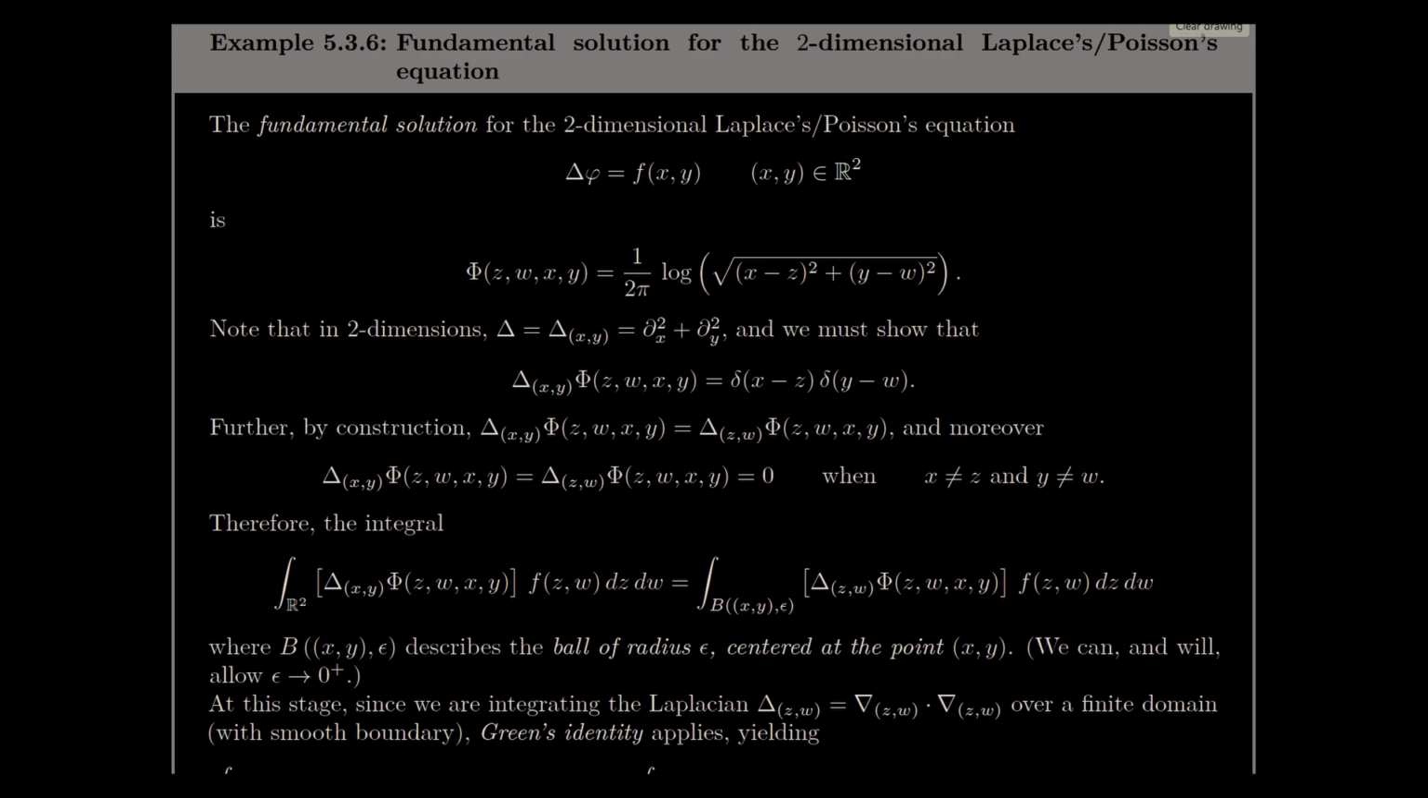And you could calculate out that it doesn't matter how the Laplacian exists. This is actually always going to be equal to 0 at the specific places where x is not equal to z and y is not equal to w.